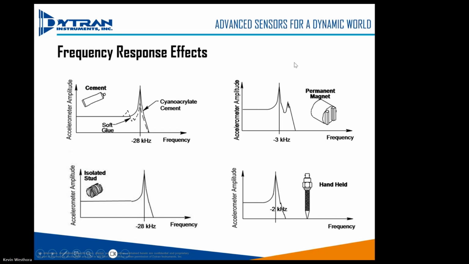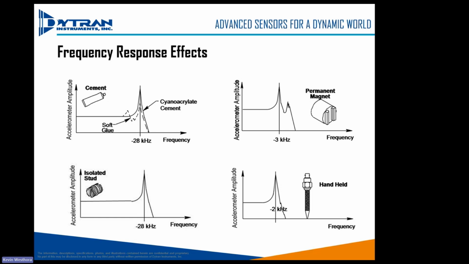So from these 3 ways of mounting an accelerometer, they each have their own benefit and also their own issues. If you want to get the highest natural frequency of an accelerometer, then you would stud mount that accelerometer, and that can get you almost out past 10 kilohertz.